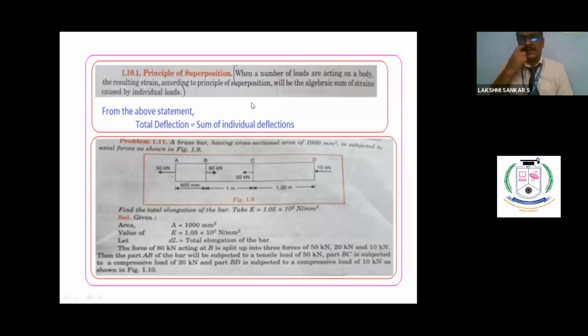What do you mean by strain? Change in length divided by original length. Algebraic sum, very good. Now, from the above statement, what is the deflection? Sum of individual deflections. What is strain? Strain is change in length by original length. So when that is same, automatically the total deflection will be the sum of individual deflections. In this example, say here 50 kilonewton, A, B, C, D, there are 4 sections here. 50 kilonewton for a length of 600, 80 kilonewton, 20 kilonewton, 10 kilonewton like that.